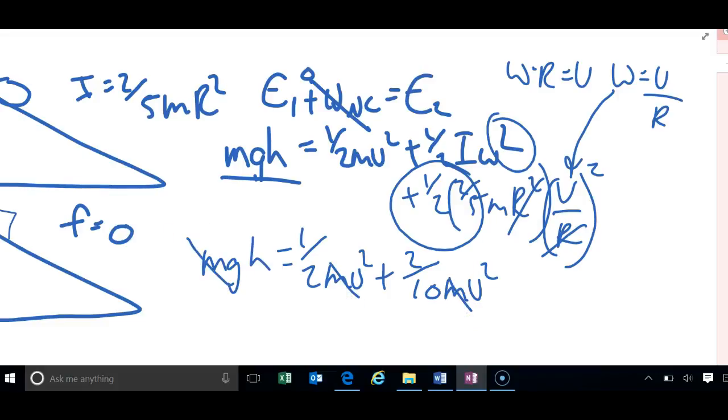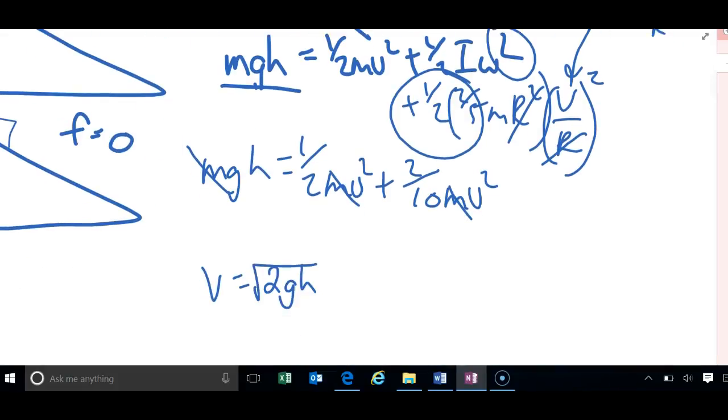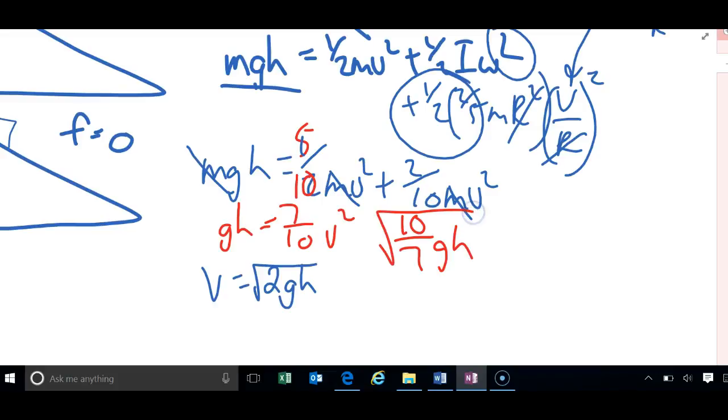Masses all cancel. Now I have to do a little bit of adding fractions. Lowest common denominator. So this is going to be 5/10 for 1/2. So I have 7/10 v squared equals gh. Doing some algebra, I get v squared equals 10/7 gh, and I have v equals the square root of 10/7 gh.